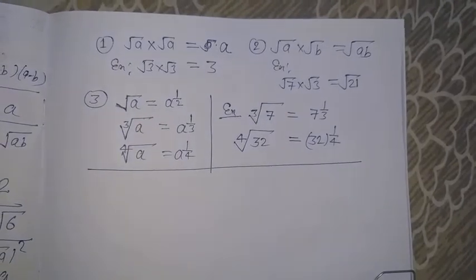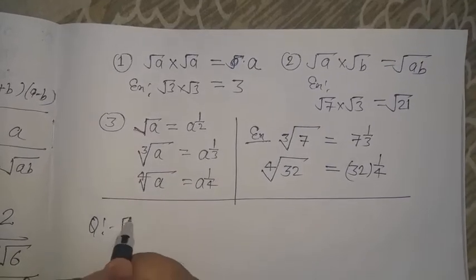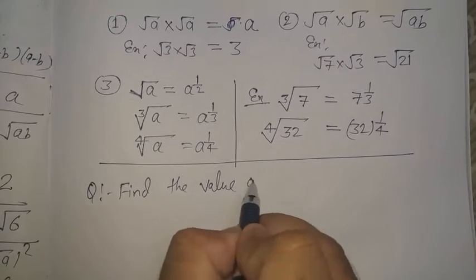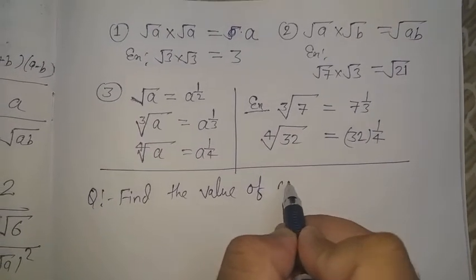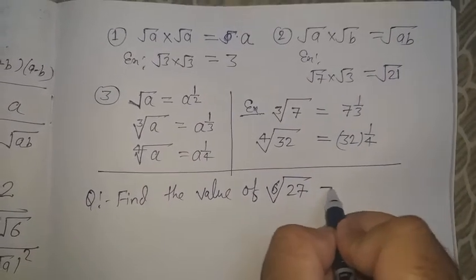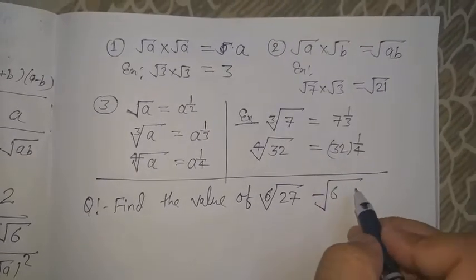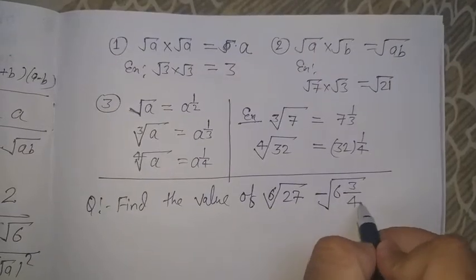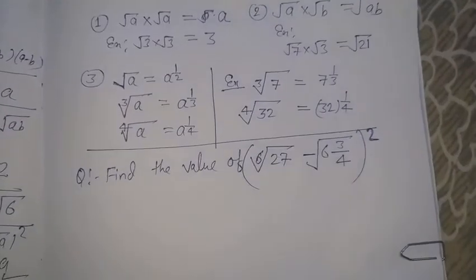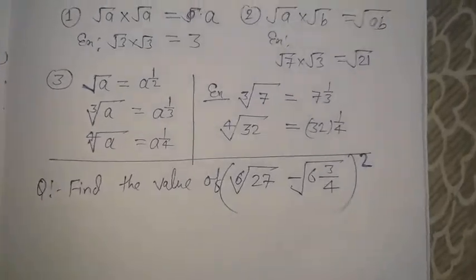So on the basis of this, there is a question: find the value of 6 root 27 minus root under 6 is to 3 by 4, whole square. So what is the value of this?